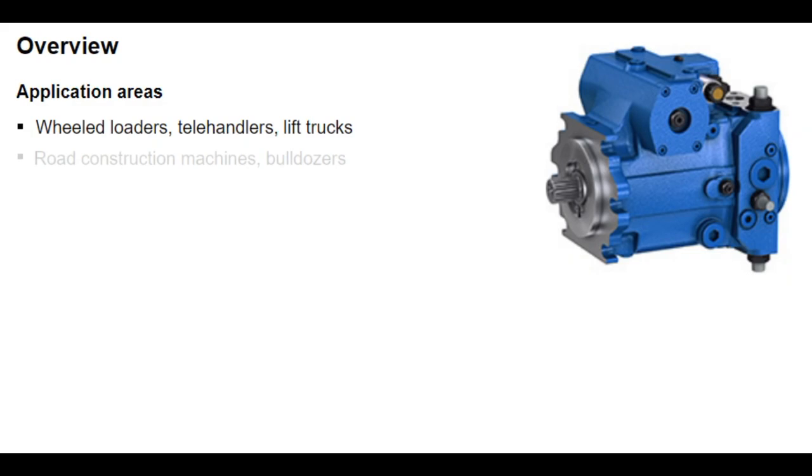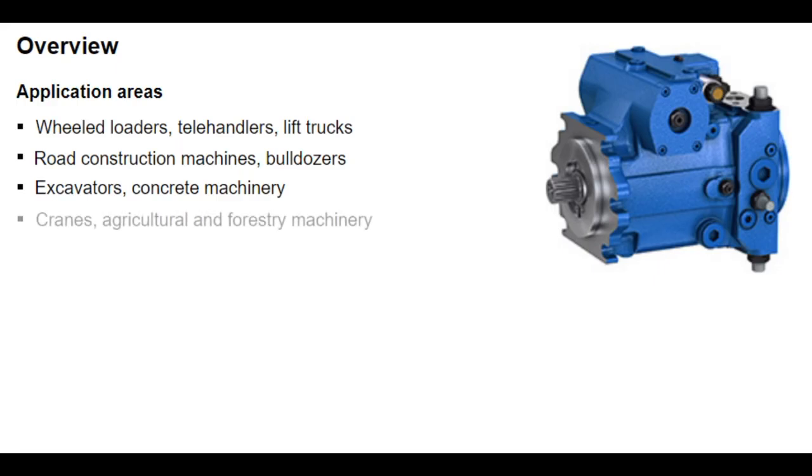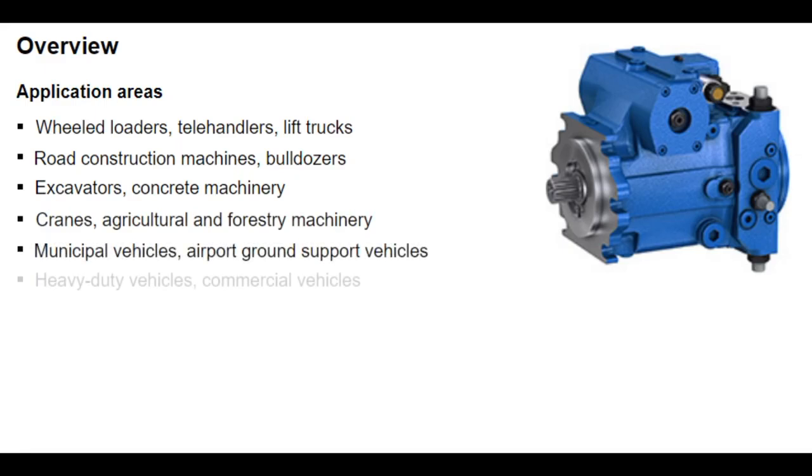the consumer. While the A4VG pump is used for various applications in mobile hydraulics, it is primarily found in speed-regulated hydrostatic travel drives, as used in wheeled loaders, telehandlers, forklifts, airport ground support vehicles, and commercial vehicles. It is also used in hydrostatic drives with fixed drive speed, such as those used in road construction machines, bulldozers, excavators, concrete machinery, cranes, agricultural and forestry machinery, and heavy-duty transporters.